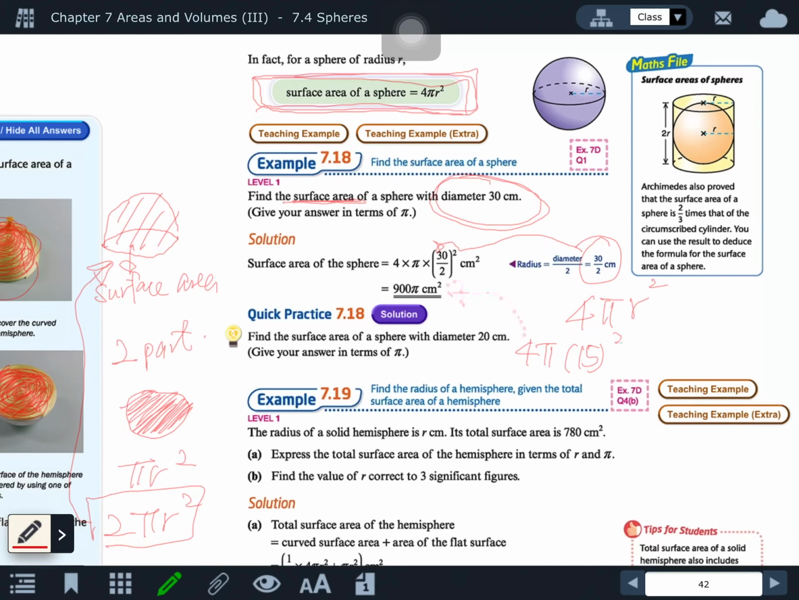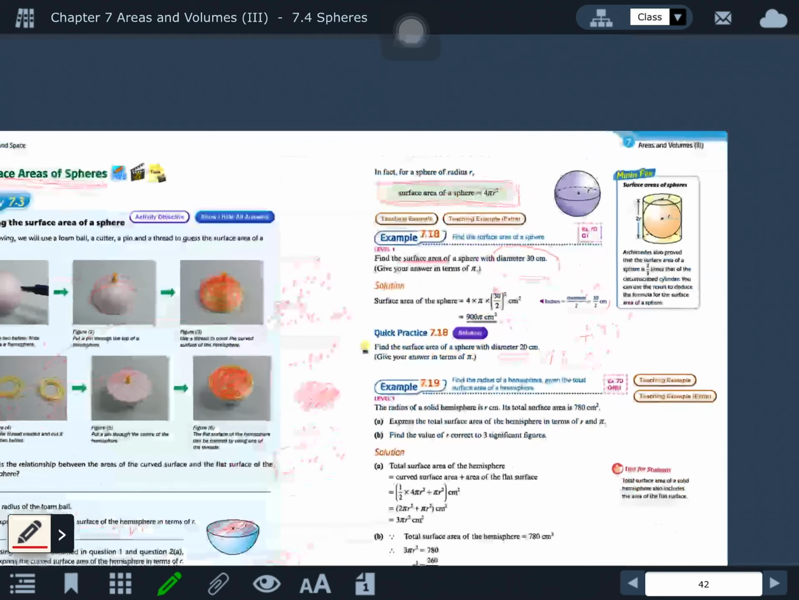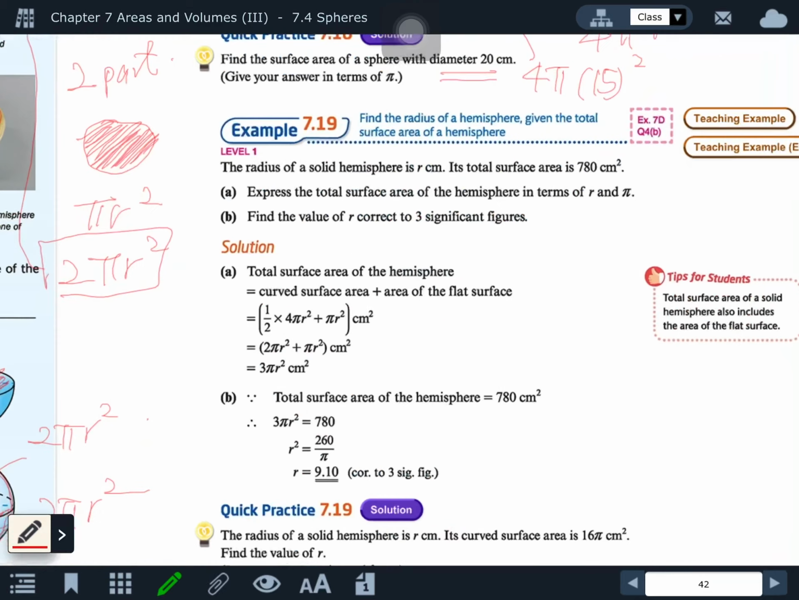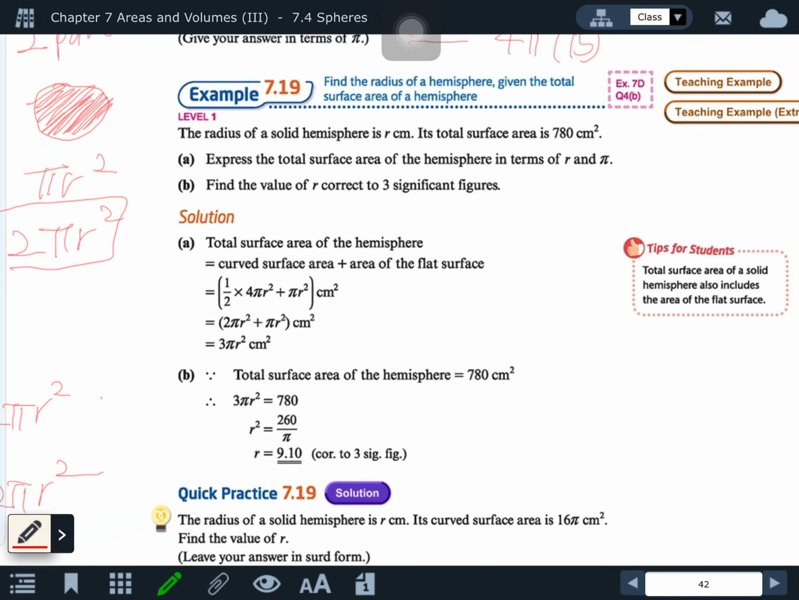Then you can try the quick practice 7.18. I think this is most likely the same as the examples. If we know how we get this formula and how to apply it, then we can try example 7.19, because it is like calculating backward. I have the total surface area, and we find back the radius. It is the same thing, but we are using the formula to find the radius.